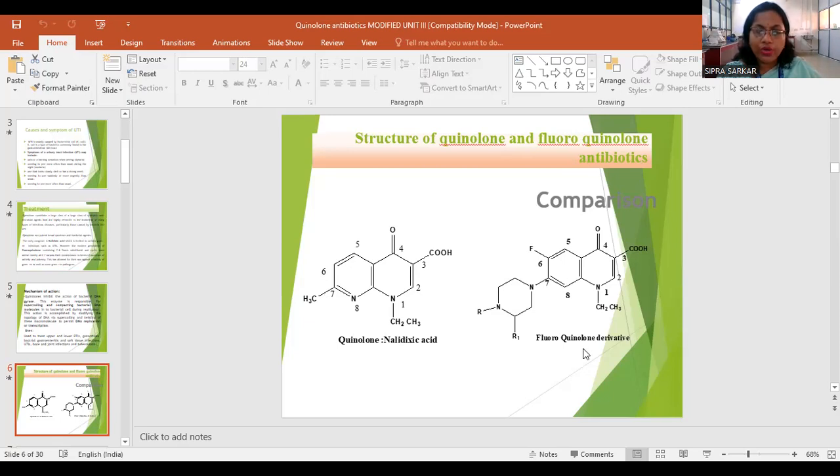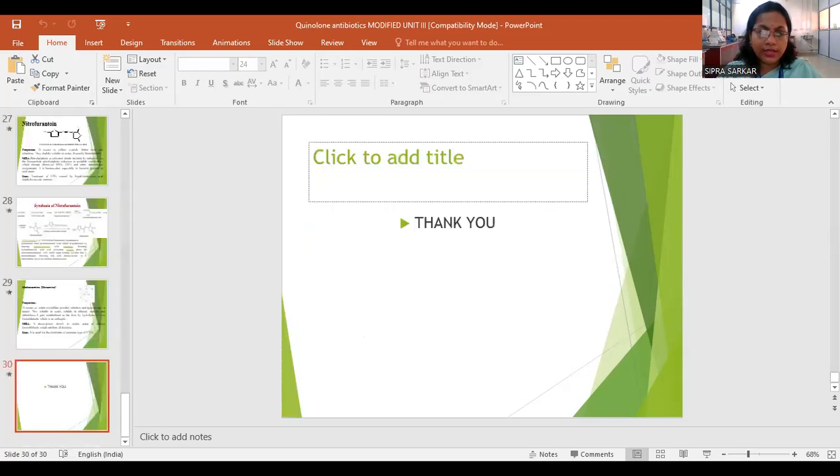Now there are fluoroquinolone derivatives, where at the 7th position there is some substitution with two nitrogens as a bicyclic ring, and there is a fluoro group at the 6th position. That is known as a fluoroquinolone derivative. It also contains the same molecule, with the same 1, 3 and 4 positions, but there are some R and R1 groups that can be substituted. So this is not a broader category. Next, coming to the next slide.